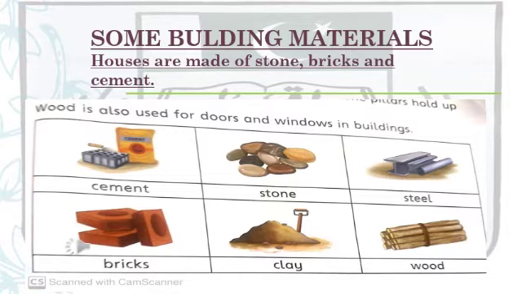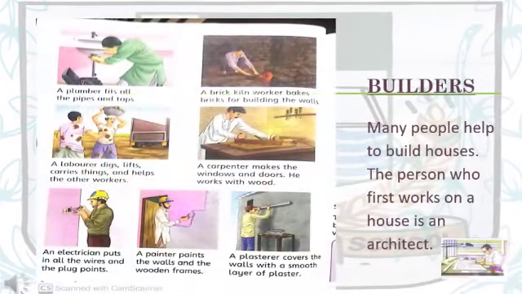Iron or steel is used for pillars in the walls. The pillars hold up the roof. Wood is also used for doors and windows in buildings. Dear students, you can see the pictures of different building materials on the screen like cement, stone, steel, bricks, clay and wood. Dear students, we have discussed different building materials which are helpful in building houses. Now we will discuss the builders.